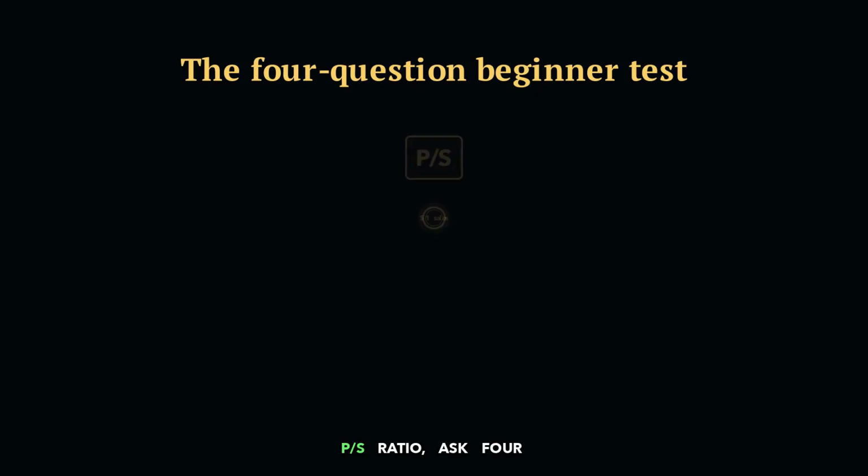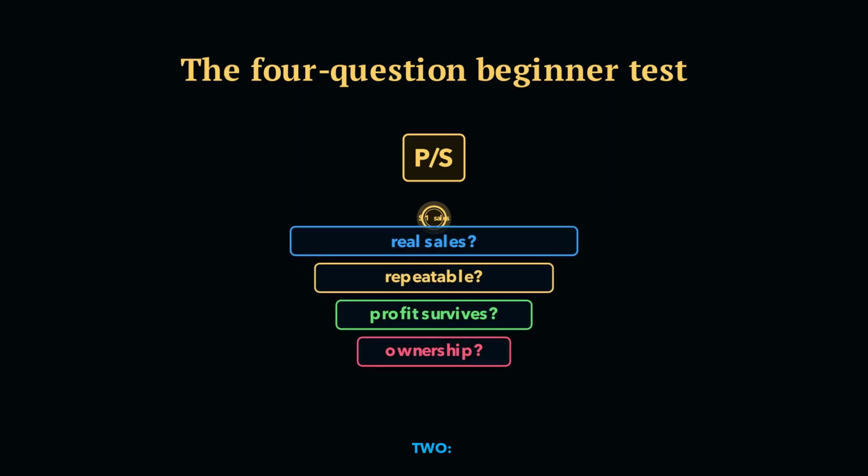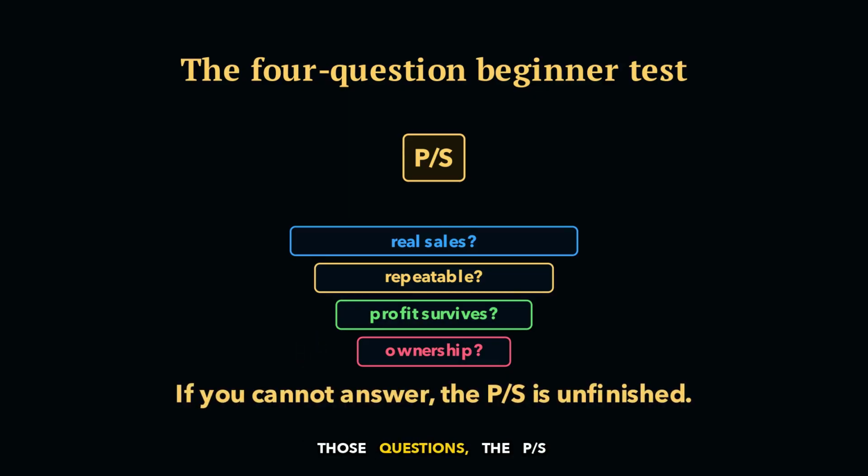Here is the beginner test. When you see a PS ratio, ask 4 questions. 1, are these real sales? 2, are these sales repeatable? 3, does much of each sales dollar survive costs? 4, is my share of those sales staying stable? If you cannot answer those questions, the PS ratio is not useless. It is unfinished. It is the beginning of the investigation, not the end.